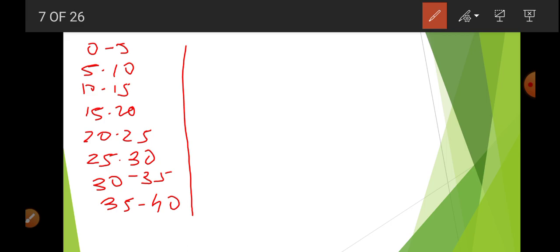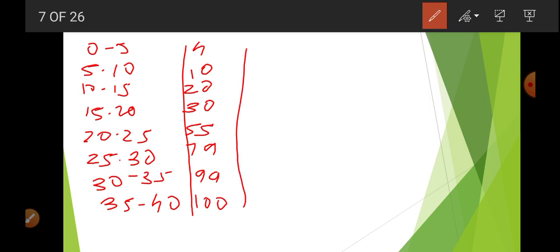Now we are going to write all the frequencies. What is the frequency given? 4, 10, 20, 30, 55, then 79, 99 and 100. So this is the CF. We have to calculate the frequency.